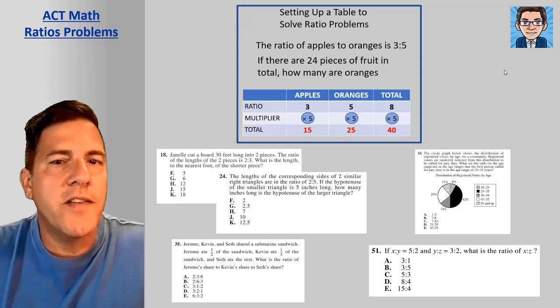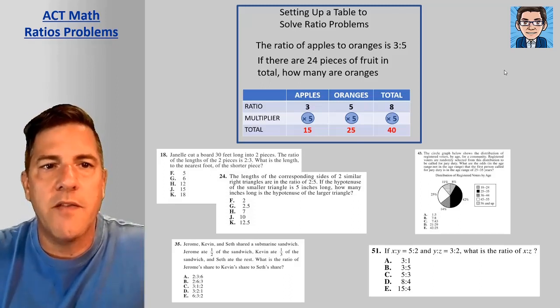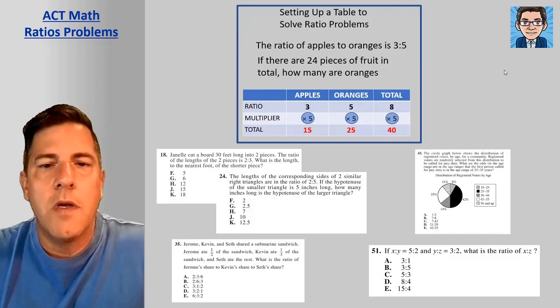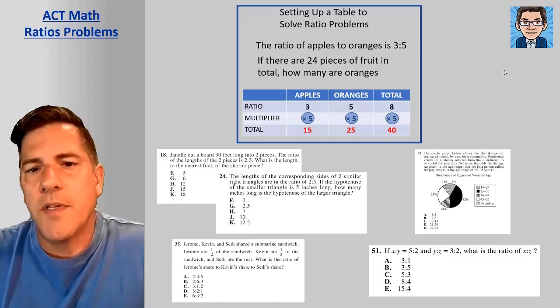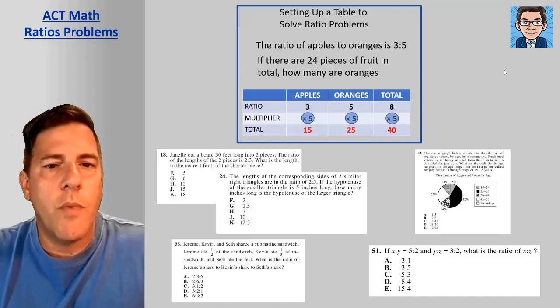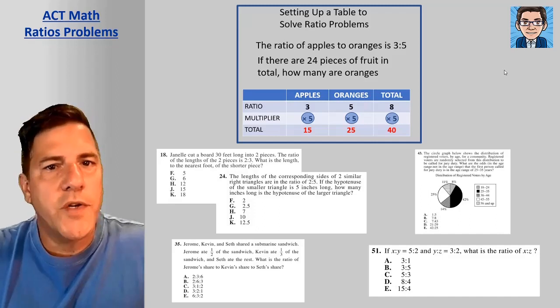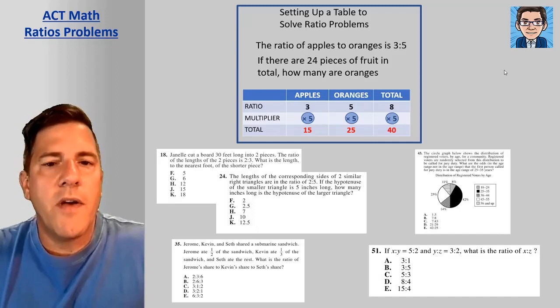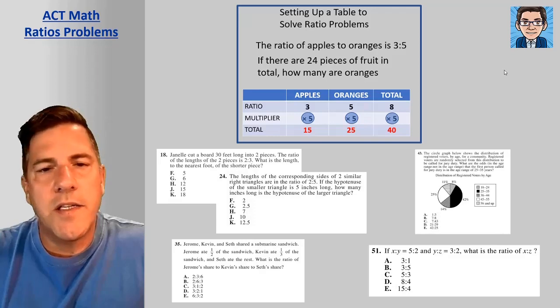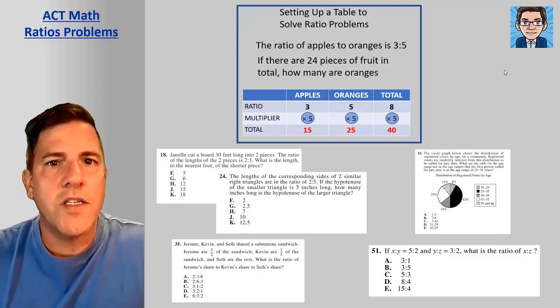Hi, in this video we're going to take a look at ACT math problems that involve ratios. So we're going to take a look at the definition of a ratio, and then we're going to use a technique where we set up a table with the ratio, the multiplier, and the total. And that's going to allow us to solve a lot of different variations of ratio word problems. And then I've got 5 sample ACT problems that we're going to go over as well. So let's take a look.